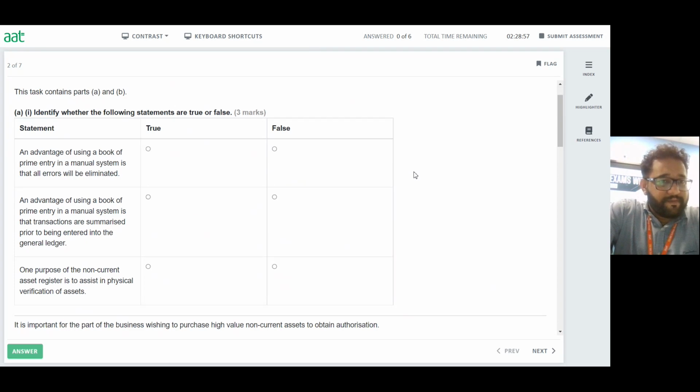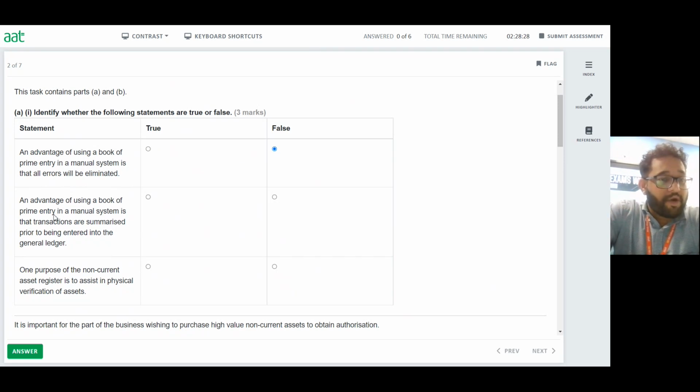So let's look at the first one. The advantage of using books of prime entry in a manual system is that all errors will be eliminated. So straight away, I can say this is a false statement. There's no way we can guarantee that all errors will be eliminated in a manual system, because there will be errors there. You will still have to look for them. There is no guarantee all the errors will be eliminated. So I can't say with 100% truth that the statement is right. So I'm going to choose false.